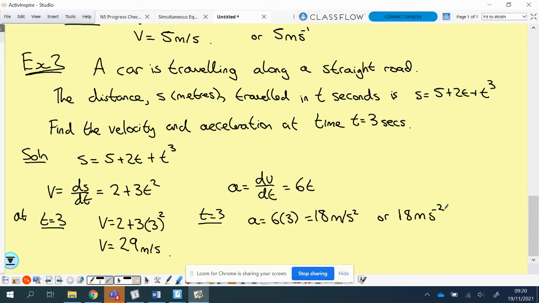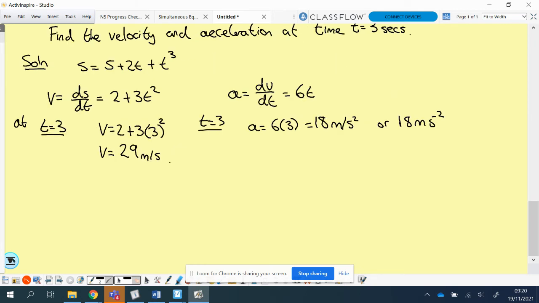But are we okay with that example there? So that was asking us to find both. We just had to differentiate the function twice. Once for velocity, twice for acceleration. Are we okay with that? Okay, cool. Right, but we can also reverse the process.